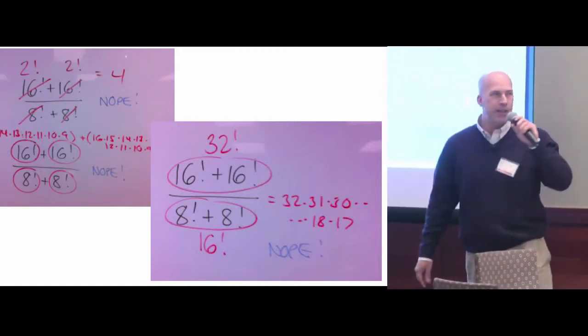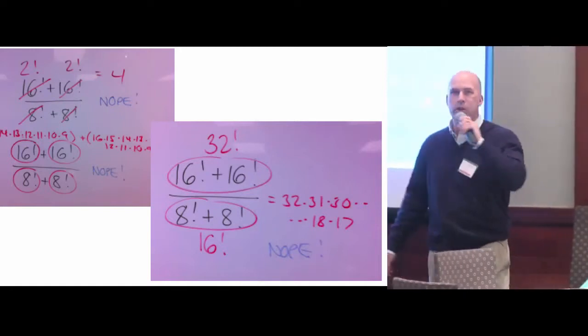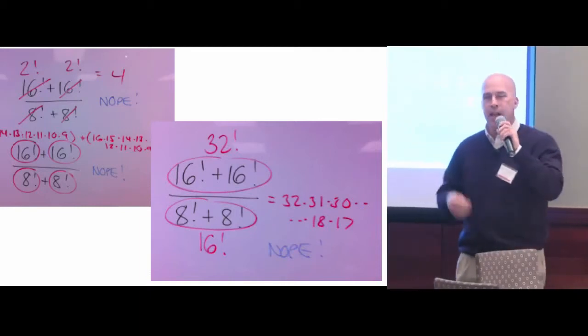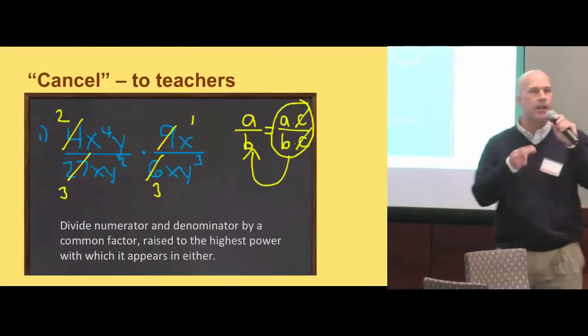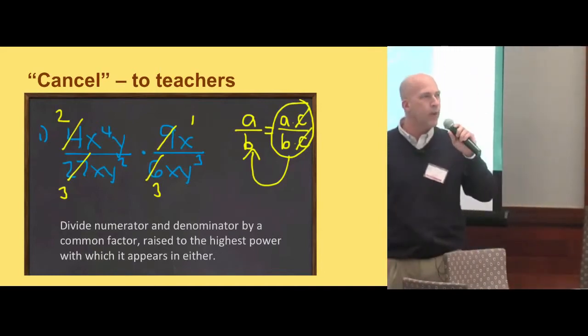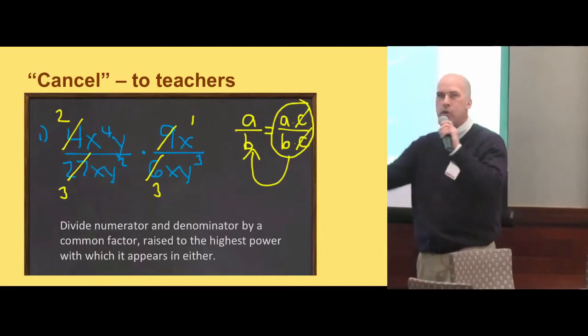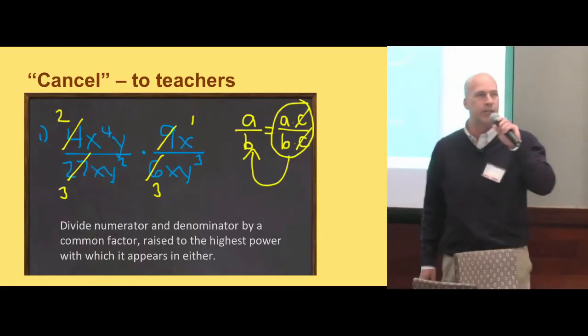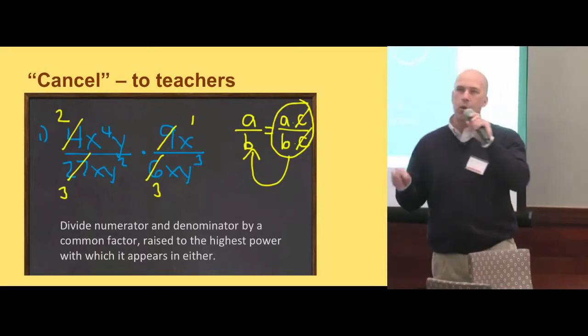And we do that. So in the nicest way I could, I poked holes in all their arguments, and we talked about what it meant to cancel things, and it occurred to me that canceling to teachers means something quite different than what it does to kids. Canceling to teachers is, I suppose, an organized process where we take common factors from a numerator and denominator, and we divide them out. So to teachers, it's a very organized process. But to students, it means something quite different.